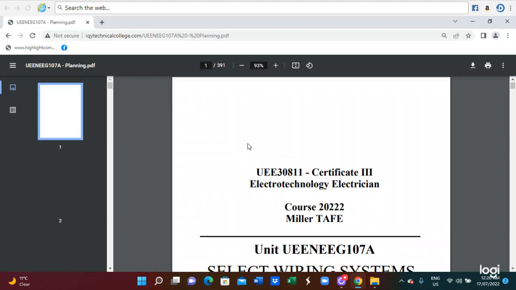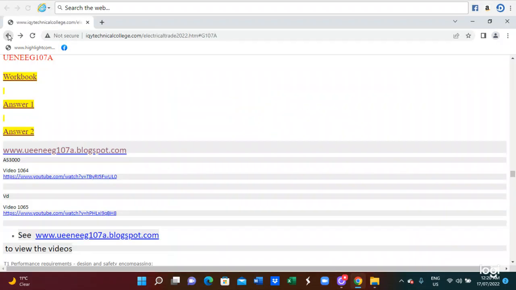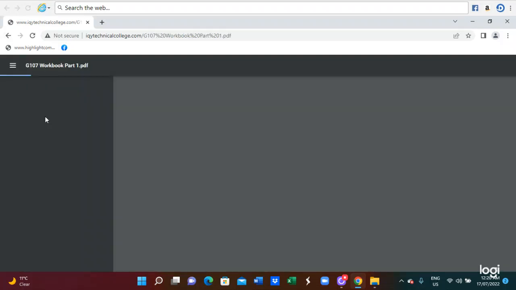Okay, study this workbook. And for the answer, we have answer 1 and answer 2. So this is the answer for the workbook. You have to read the workbook, and then for the answer you can look at the answer book. This is for your self study.